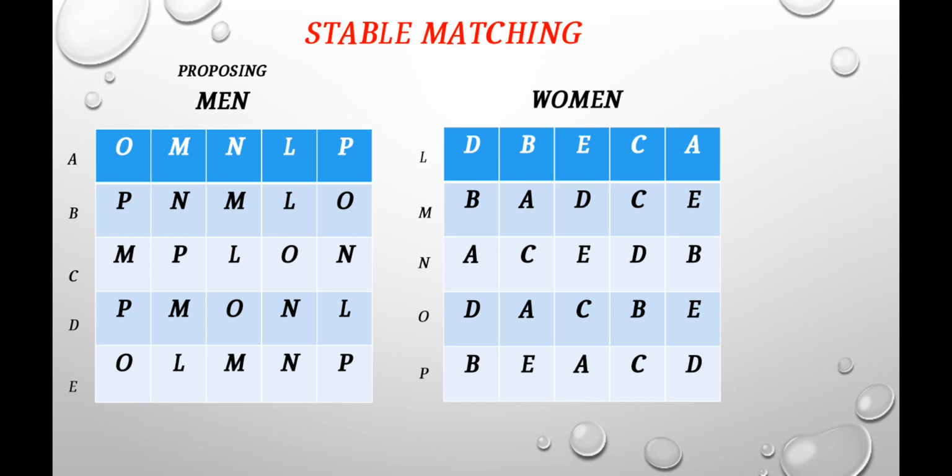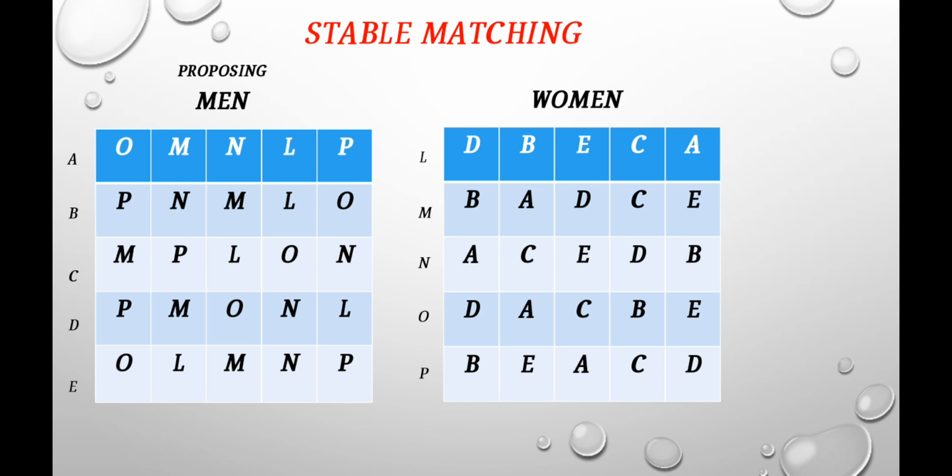As C's first choice is M and M is free and she is not engaged with any man previously, she also accepts C. So far we have made three pairs. So what are the three pairs? AO, BP and CM. Look at the fourth row. D's first choice is P, but P is already engaged with B and he is better than D.